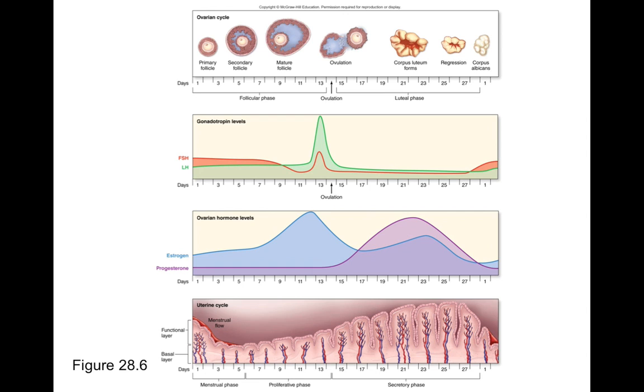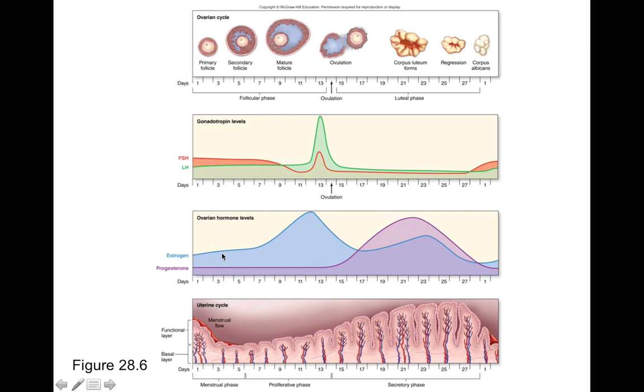Remember, estrogen stimulated follicle growth. So once estrogen starts to be released by the primary follicle, that estrogen stimulates the follicle to grow even larger. So the primary follicle develops into a secondary follicle, which releases more estrogen, which then develops into a mature follicle or tertiary follicle, which releases even more estrogen.